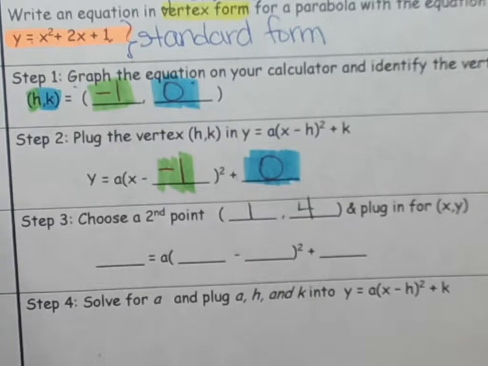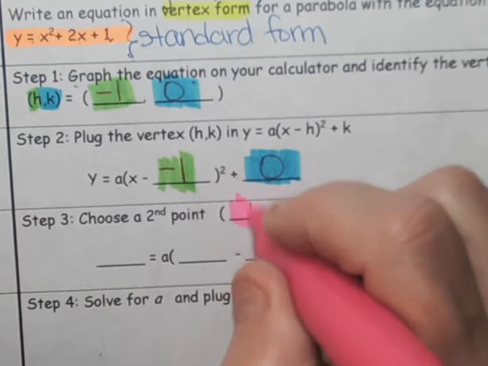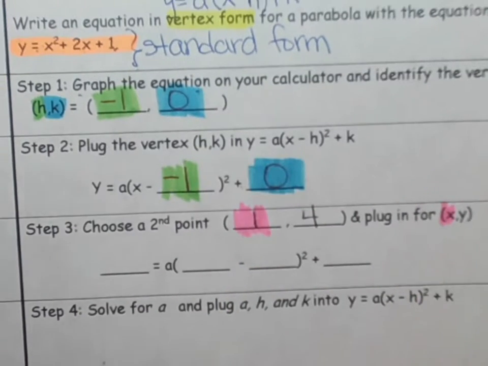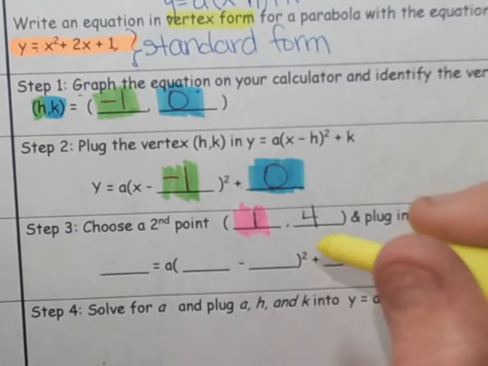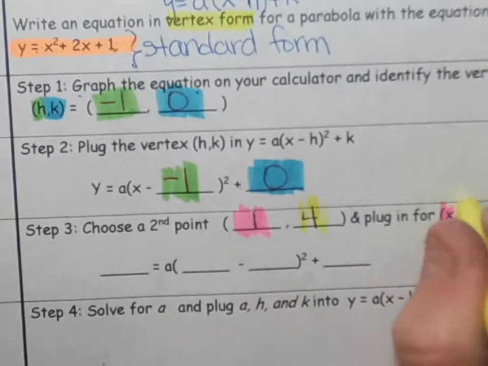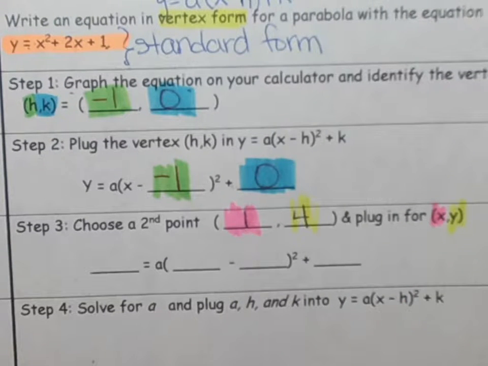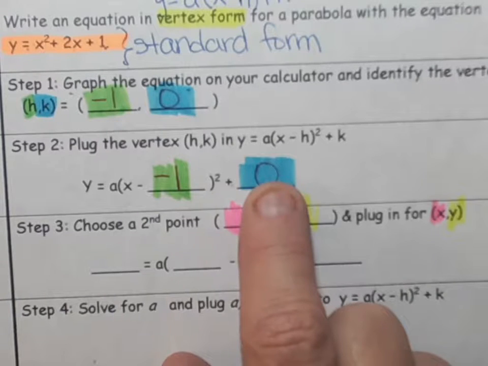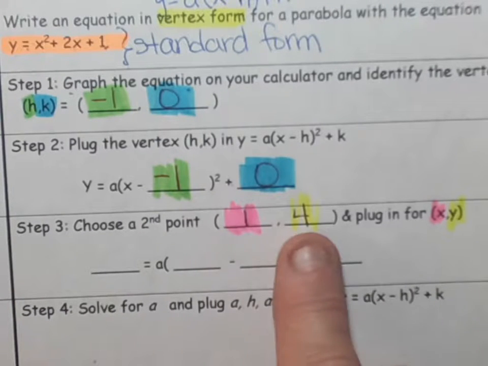And remember that in this, 1 is my x, and 4 is my y. And that just happens to be a second point on our parabola. Okay, so we have h and k, and we have x and y.